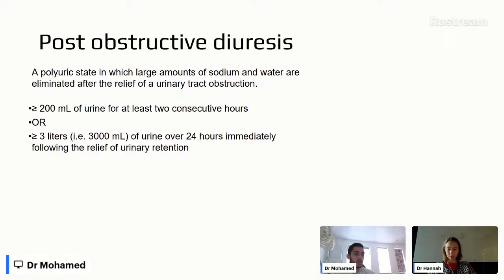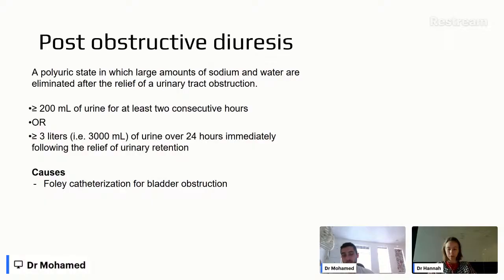It's kind of defined by a urine output of over 200 ml per hour for at least 2 consecutive hours, or alternatively 3 liters or more of urine output over 24 hours. What are the potential causes? Well, like it was mentioned in the definition, it's basically following the relief of a urinary tract obstruction.